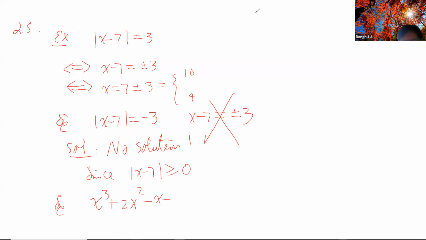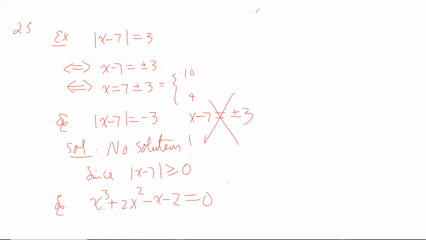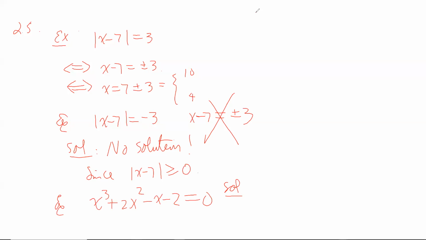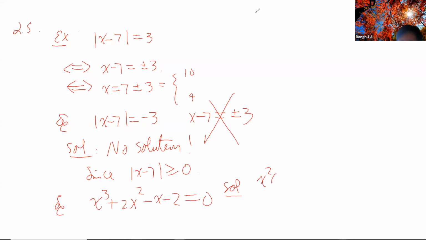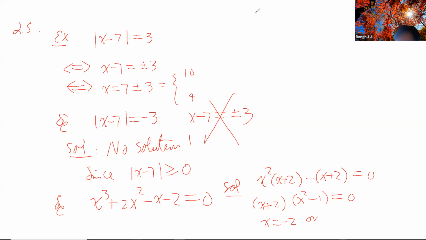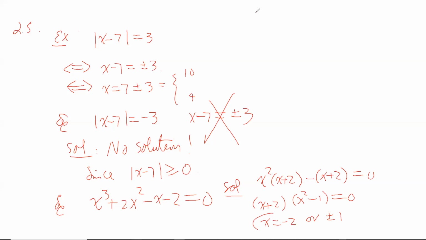And the next one is, how about this one? How do I solve this kind of equation then? I have 4 terms. What should I do? You can factor. What's the technique to factor this? Grouping. Grouping, very good. Factor by grouping, so which is x squared times the quantity x plus 2, minus the quantity x plus 2 equal to 0. And then you can factor x plus 2 out, and you get x squared minus 1 equal to 0. So x equal to negative 2 or plus or minus 1. Right. So these are the solutions, okay?